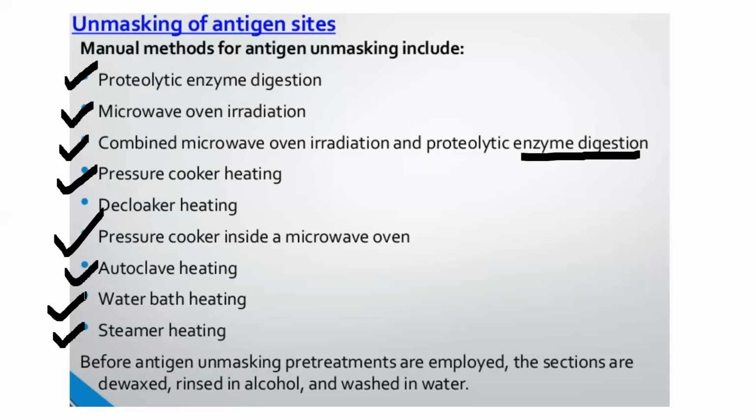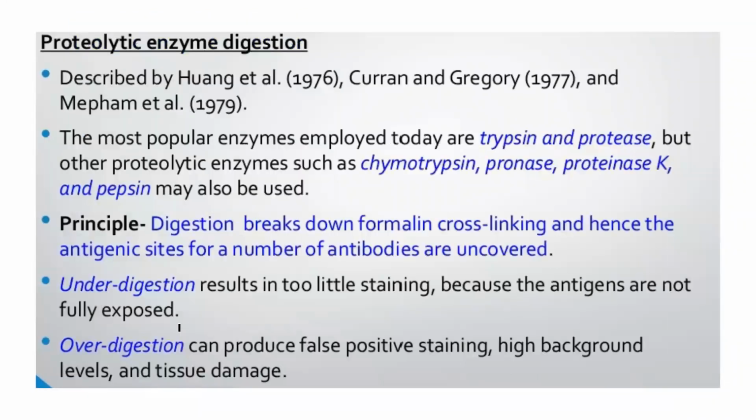Okay, so these are the methods of unmasking the antigens or antigen retrieval: using specialized enzymes, microwaving, combined microwaving enzyme method, pressure cooking, autoclaves, water baths, or even steam can be used as tools for antigen retrieval. So these are the methods of antigen retrieval. And the same story I have given as notes in the next coming slides.